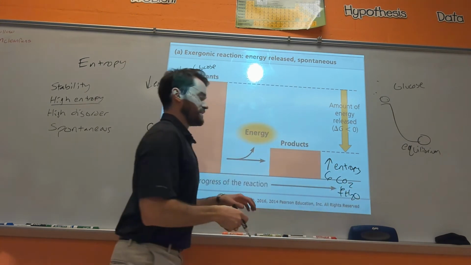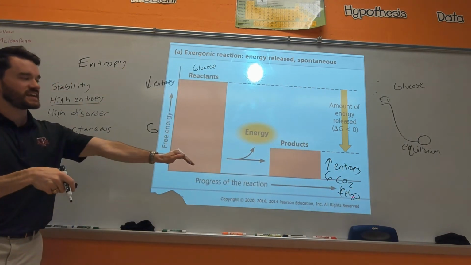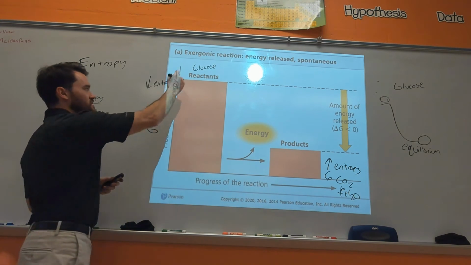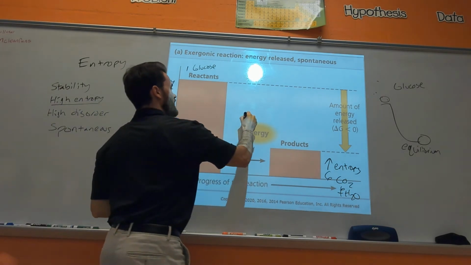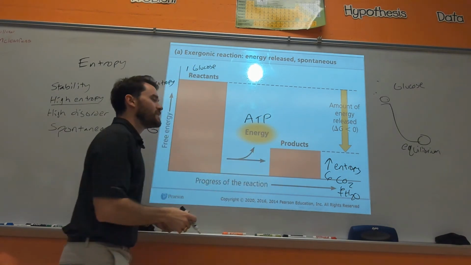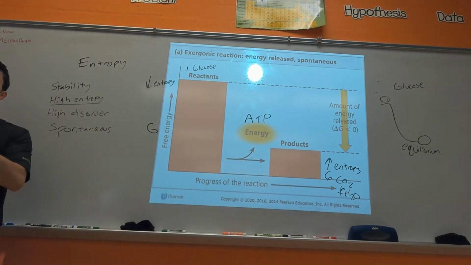There'd be 6 CO2 and 6 H2O for every 1 glucose broken down. So you went from more order to many smaller things, releasing a bunch of energy. The delta G here is negative. Delta G is less than zero. Then all that energy we could turn into ATP and use that to fuel a reaction that's going to go the other way.